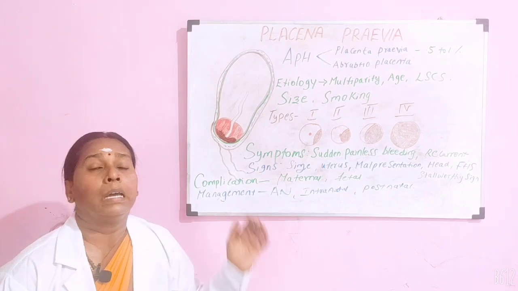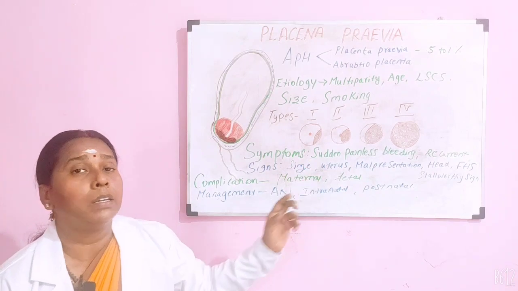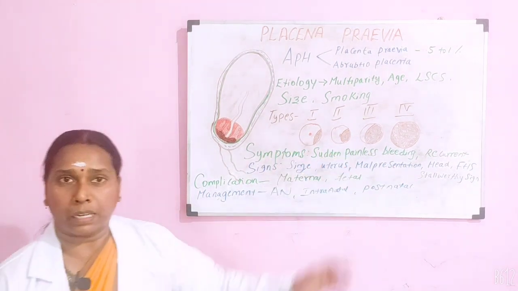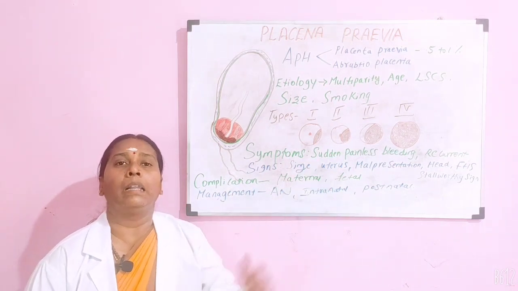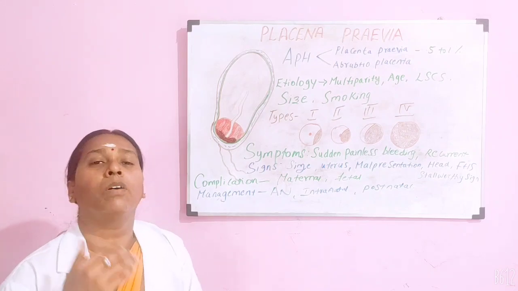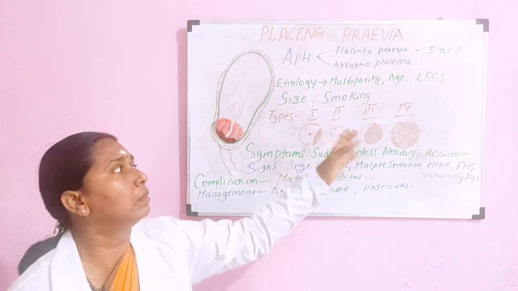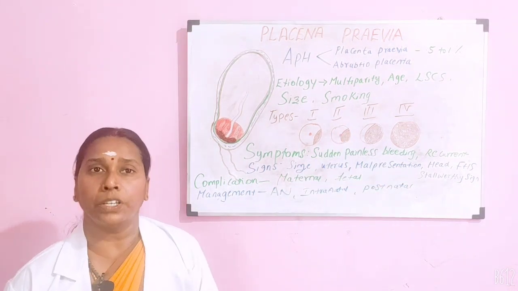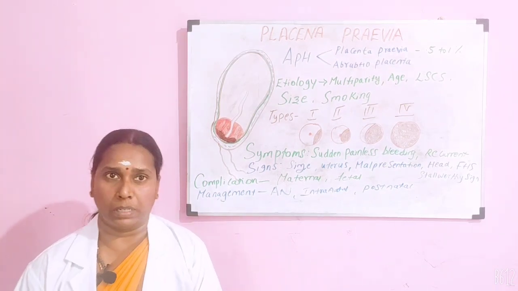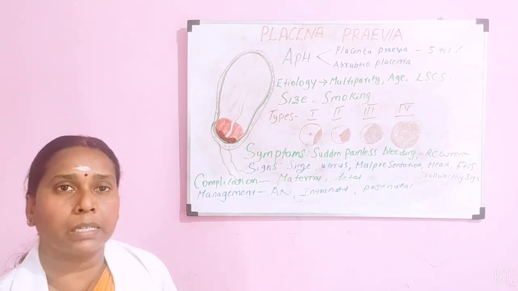Coming to the types of placenta previa, we have four types: type 1, type 2, type 3 and type 4. Type 1 and type 2 are less complicated conditions where you can try for normal delivery, and the complications are very few. But in the third and fourth varieties, the complications are more, and the maternal and fetal outcomes are at risk.